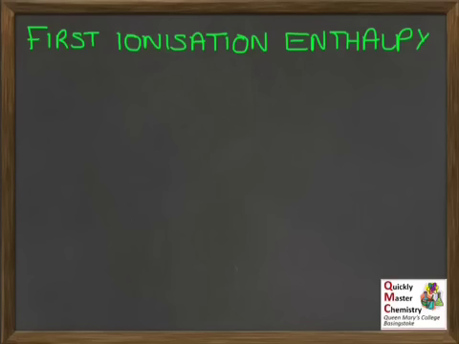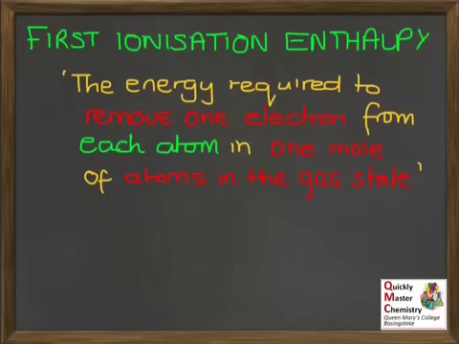Now, when we come to talk about the enthalpy change involved in ionisation, we actually think about various different types of ionisation, which get called first ionisation, second ionisation, third ionisation, and so on. We'll start at the beginning, as it seems right to do. So first ionisation enthalpy. We need a very technical definition for this, and it's this. The first ionisation enthalpy is defined as the energy required to remove one electron from each atom in 1 mole of atoms in the gas state.